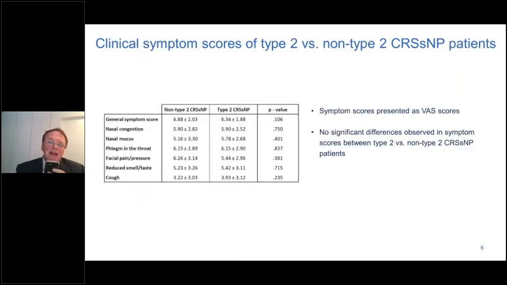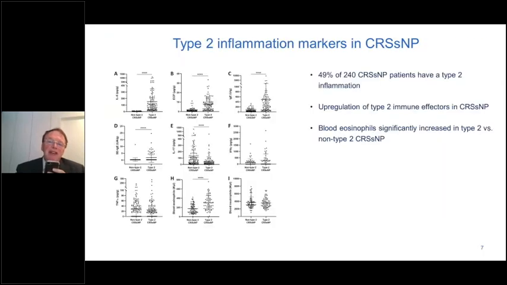We looked at the clinical symptoms of those patients which we defined as type 2 versus those patients who were non-type 2. And in CRS without nasal polyps, this is about 50-50. And we found no difference between these different endotypes. However, the inflammation markers were tremendously different.